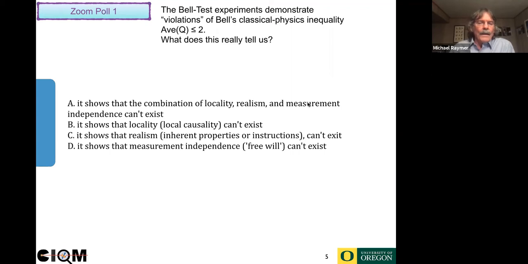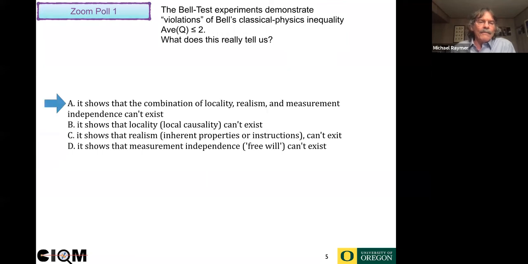See the logic? But it does not tell you which one of these three has to be considered not valid. It only tells you the combination. Therefore, we're in a sticky situation because we can't come up with any conclusion that we might like to, which is that we can throw out locality, like maybe there's wormholes, or we can throw out realism, or we can throw out measurement independence. We have to throw out at least one of these, or two of them, or all three of them, but we don't know which ones it is.